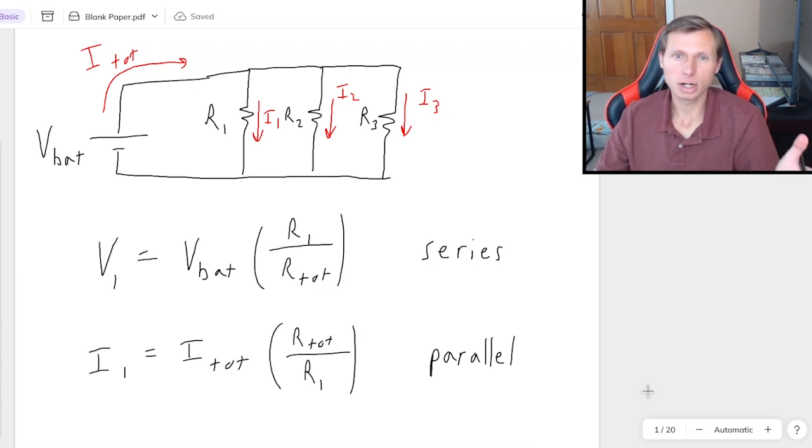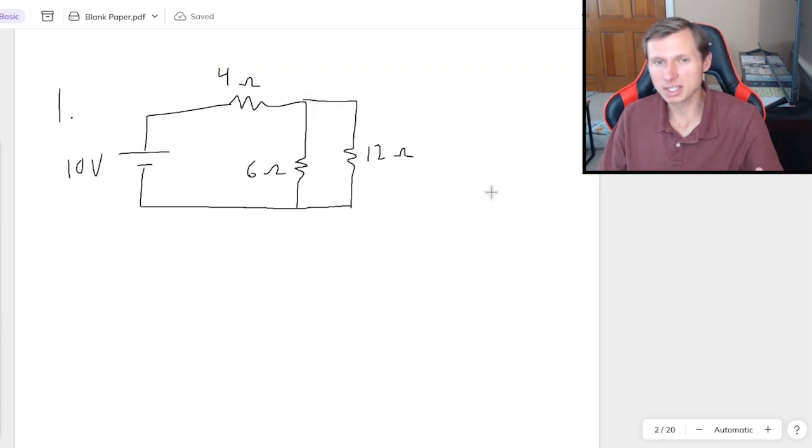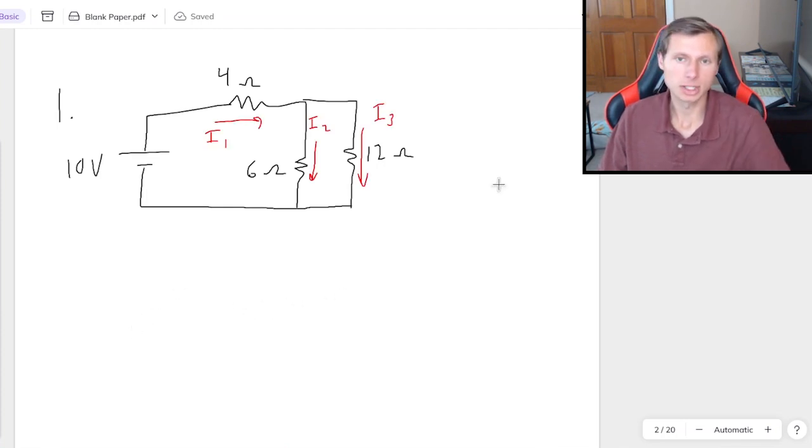And by the way, current division is not such a powerful tool on its own. It's just another tool I have in my tool belt of possible options to easily find something like current in a circuit. So let's look at a couple examples today to practice current division. Here's the first one. I want you to find the current in all 3 resistors. Let's call it I1, I2, and I3.